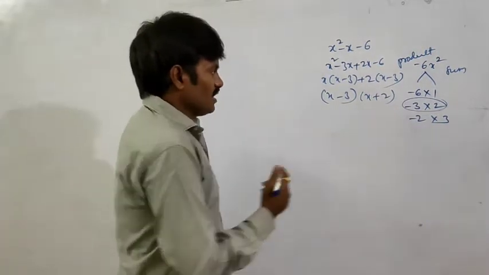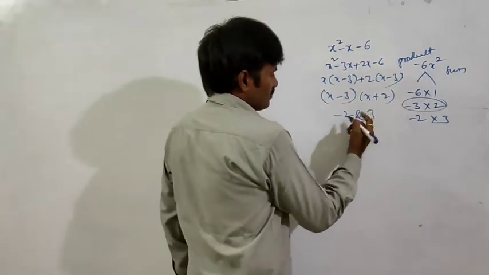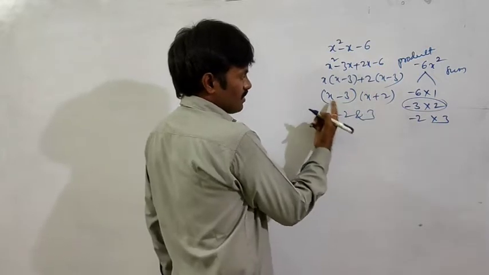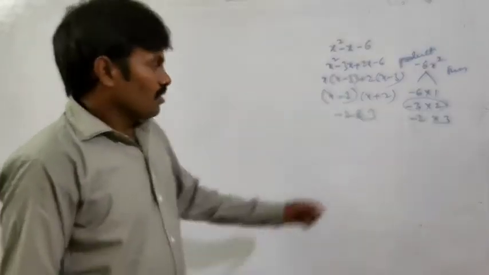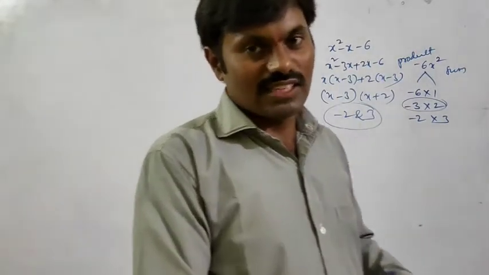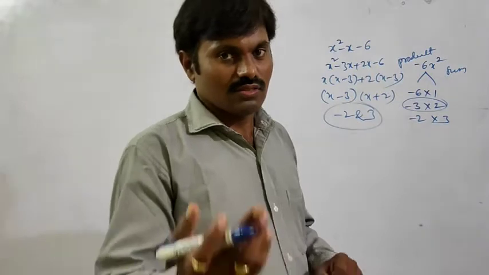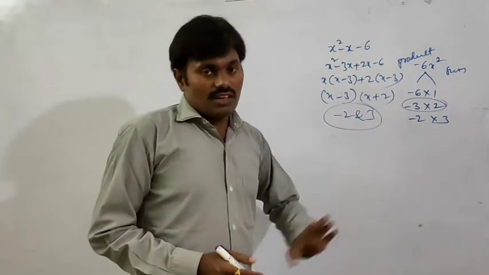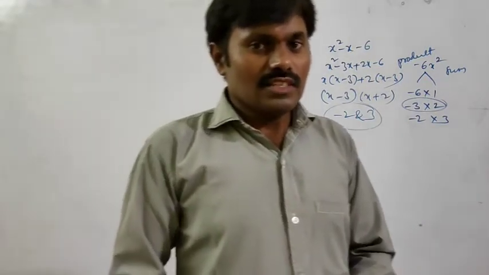So what are the zeros here? Minus 2 and 3. If you replace x by minus 2, it becomes 0. If you replace x by 3 also, it becomes 0. So minus 2 comma 3 are the zeros. This answer we should get. So before getting it from the graph, we have solved by using the splitting method.